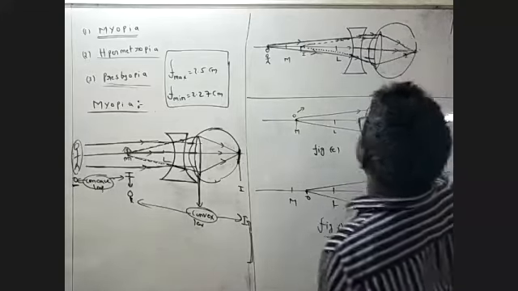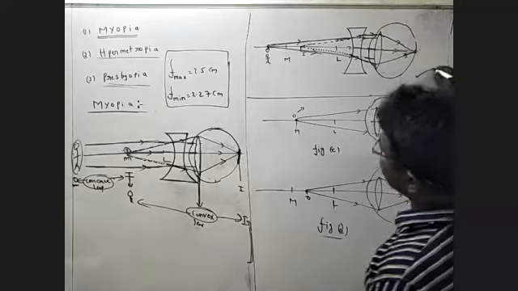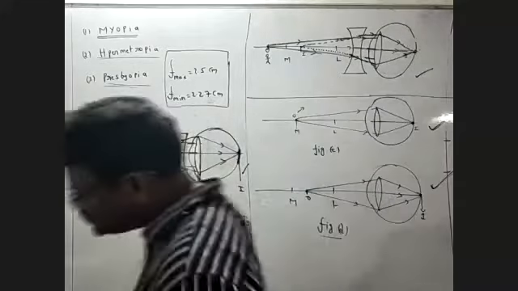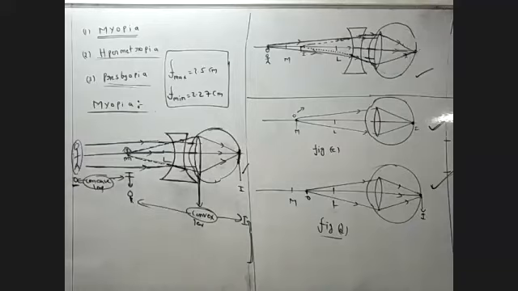This is the corrected ray. This is also corrected using the lens, the concave lens. So the problem is rectified.